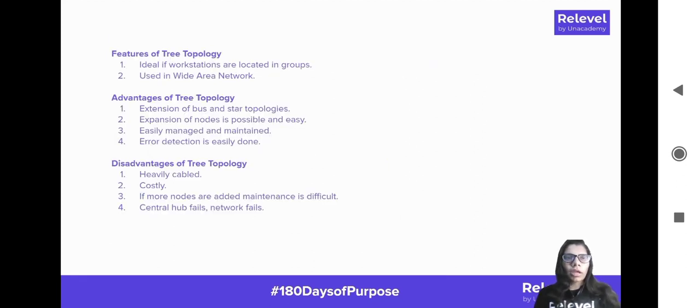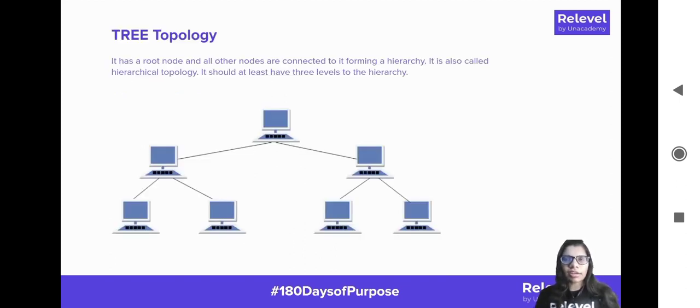Ideally, if workstations are located in groups, here the various secondary hubs are connected to the central hub, which contains the repeater. In this, data flows from top to bottom, that is from your central hub or root to the secondary hubs, and then to the devices at the third level. Or data can flow from bottom to top, that is from third level devices to the secondary hub, and then from the secondary hub to the central hub. It is a multi-point connection and has a non-robust topology, because if its backbone fails, that is your central hub or root, then the whole topology would crash.